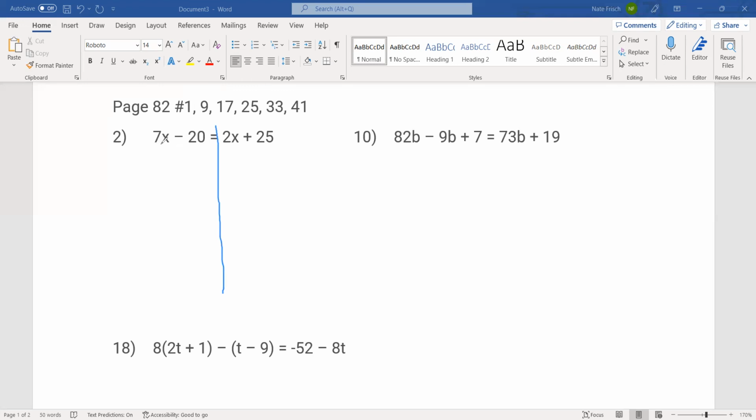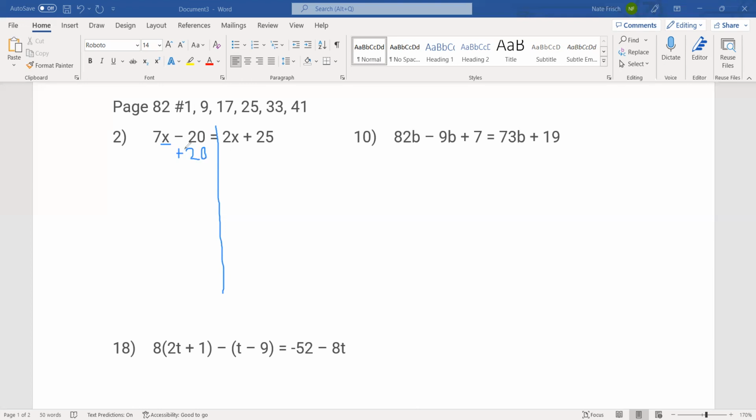So right now I've got 7x. I want to get the x alone. Right now it's being multiplied by 7, and we're subtracting 20 from it. Again, I said this in other videos, we like to do this in reverse order of operations. So we want to deal with adding and subtracting first. I'm going to undo that minus 20 by doing a plus 20 to both sides.